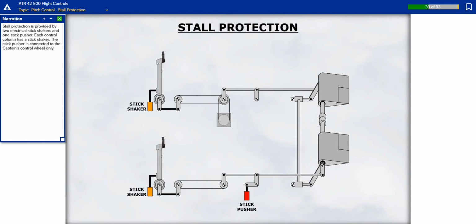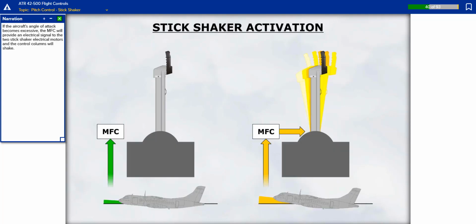Stall protection is provided by 2 electrical stick shakers and 1 stick pusher. Each control column has a stick shaker. The stick pusher is connected to the captain's control wheel only. If the aircraft's angle of attack becomes excessive, the multifunction computer will provide an electrical signal to the 2 stick shaker electrical motors and the control columns will shake.